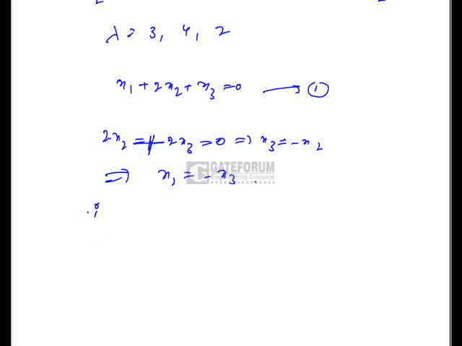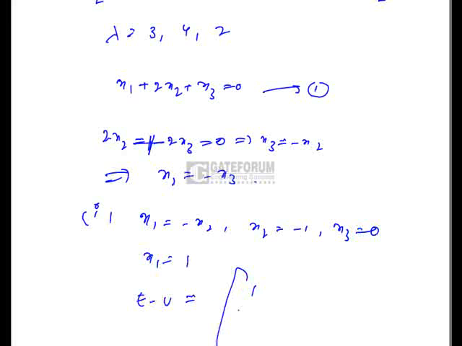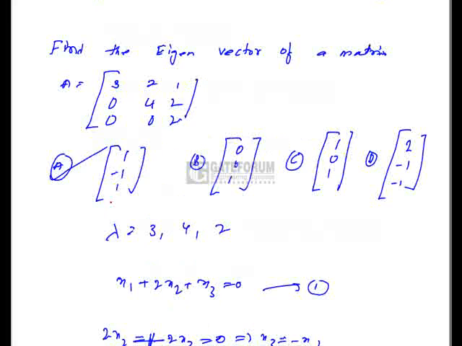Now if I take equation 1 and simplify, x1 is minus x2, and if x2 is equals to minus 1, x3 will be obviously 0, so x1 will be 1. So the eigenvector will be nothing but 1, minus 1 and 1, which is nothing but option A.